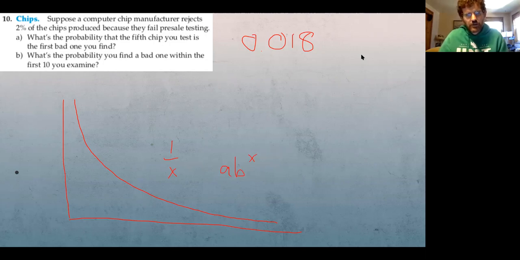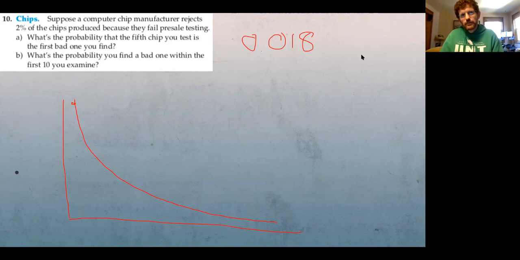So one of those two functions, that's what it really looks like. And we'll talk about power functions more later in the semester. But keep in mind that the highest single probability you will have is on the very first try. Now that doesn't mean you're most likely to make it on the first try.